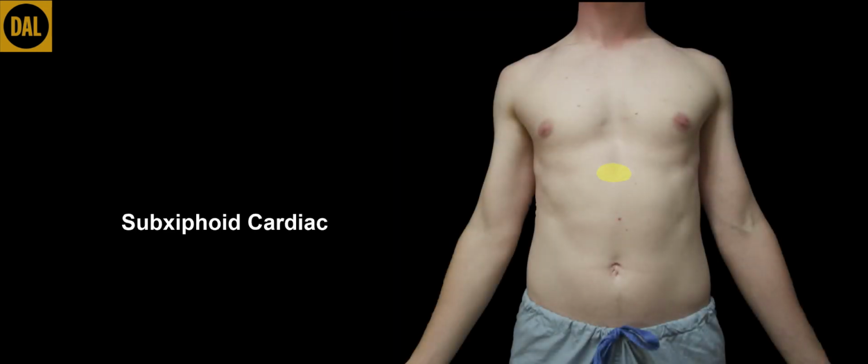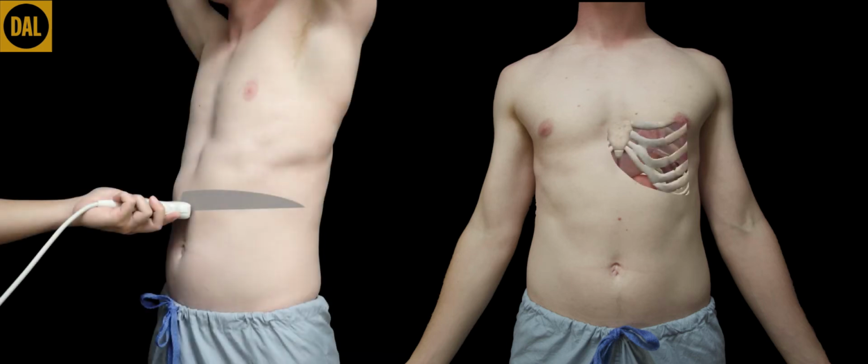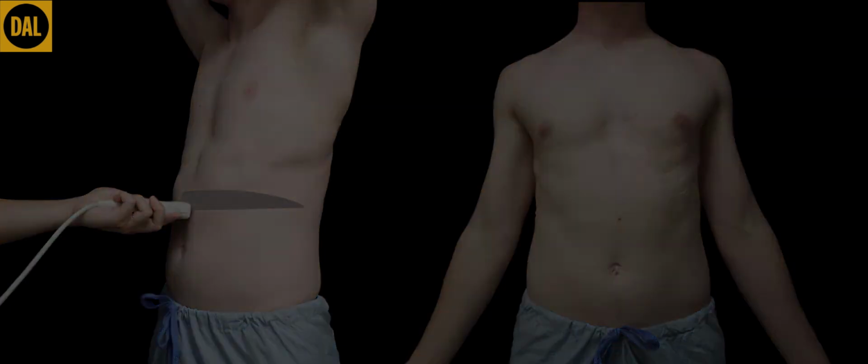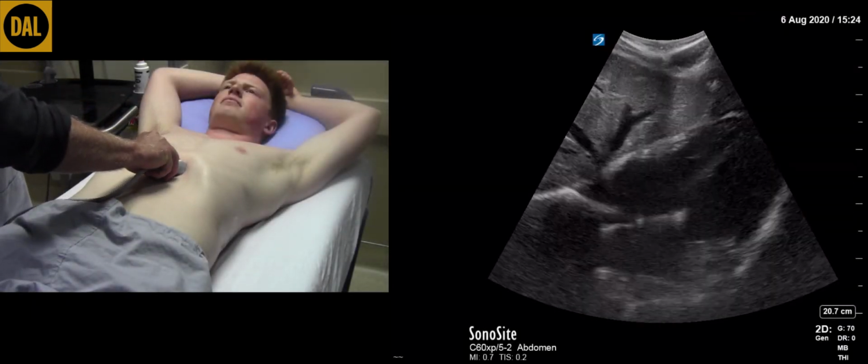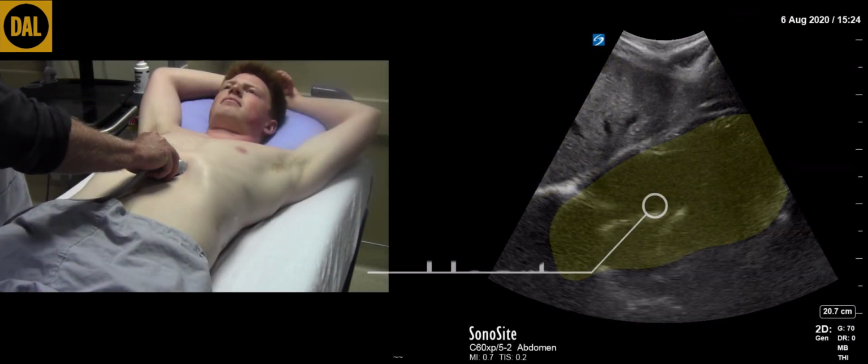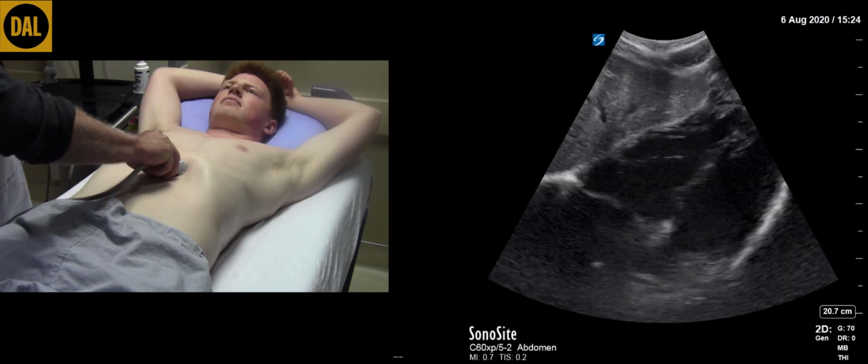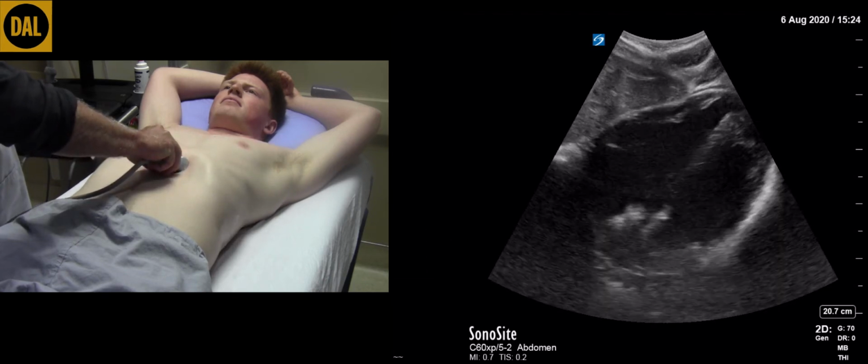Next, perform the subxiphoid cardiac view. The transducer is in the transverse plane and placed in the subxiphoid space. Within this space, slide the transducer cranially until the liver and then the heart is visualized. Asking the patient to breathe in may improve visualization of the heart.